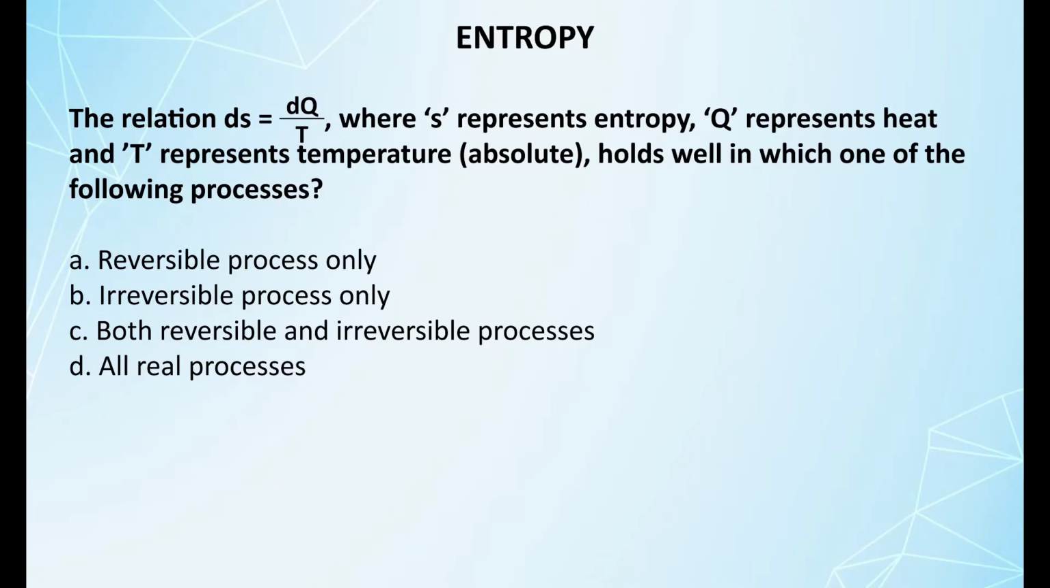The relation dS is equal to dQ by T, where S represents entropy, Q represents heat, and T represents absolute temperature, holds well in which one of the following processes? You know that dS is equal to dQ by T holds only for a reversible process, right? So it's a pretty straightforward question. Option A is the right answer.